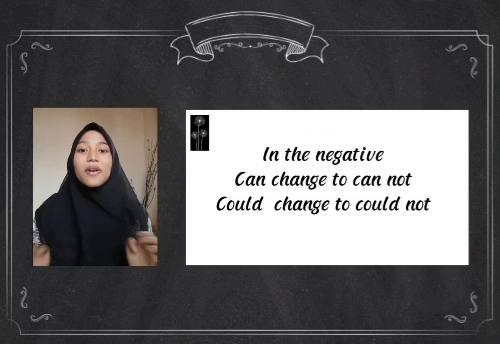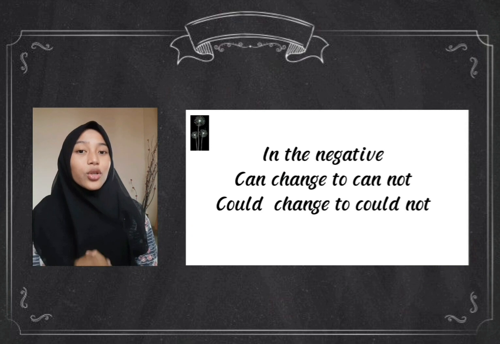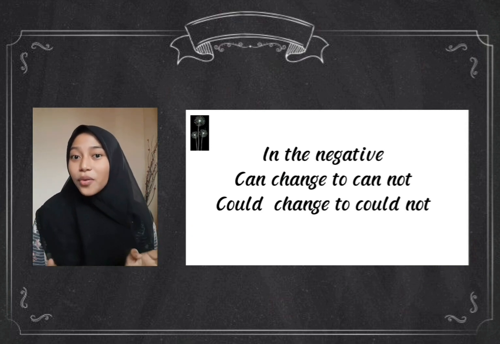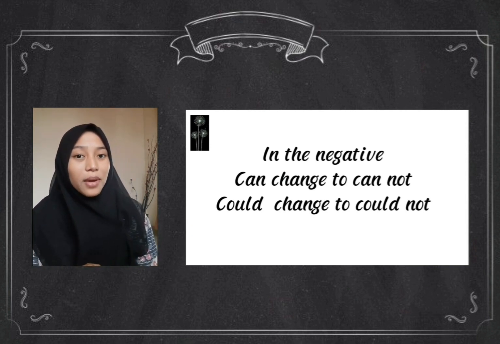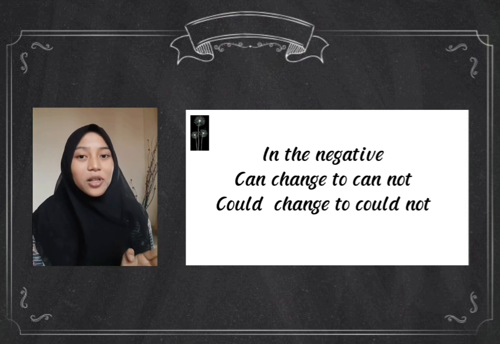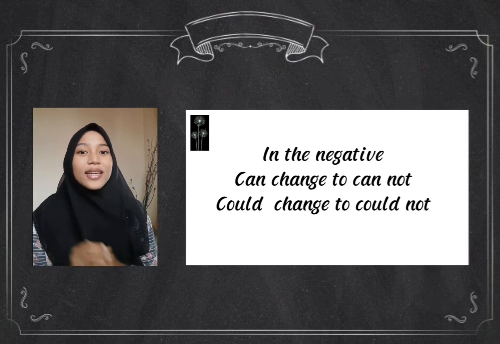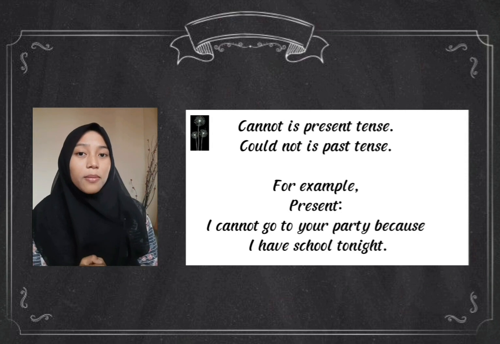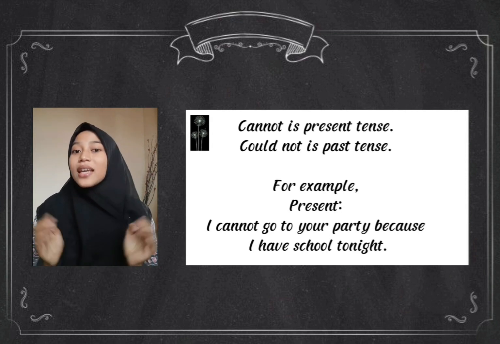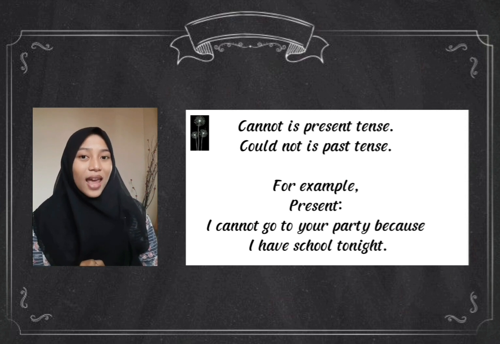The negative of can changes to cannot, and could changes to could not. They are different because cannot means you're saying that you're not going to be able to go swimming later, but could not means you're saying that you didn't get a chance to go swimming earlier. Cannot is present tense and could not is past tense.